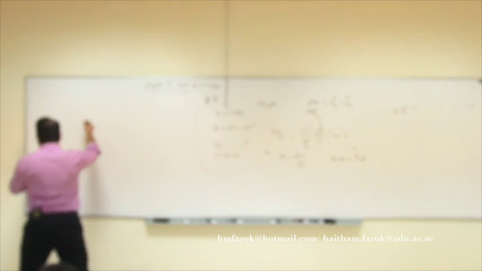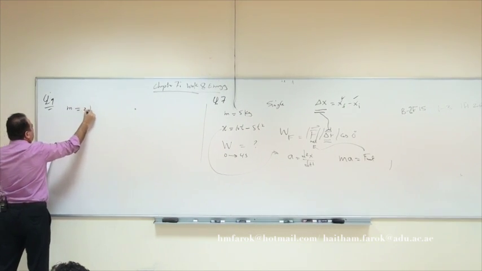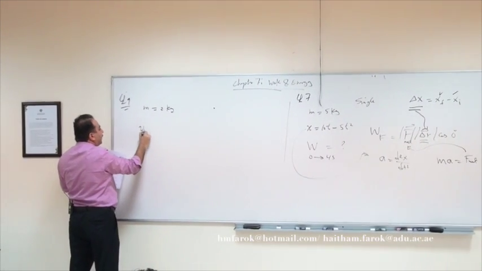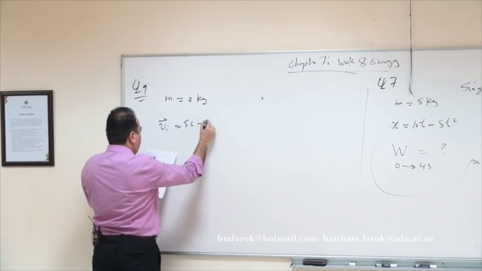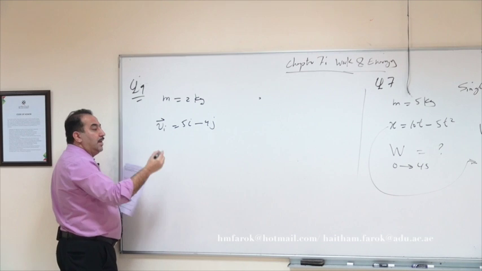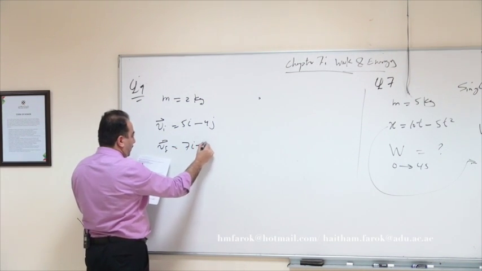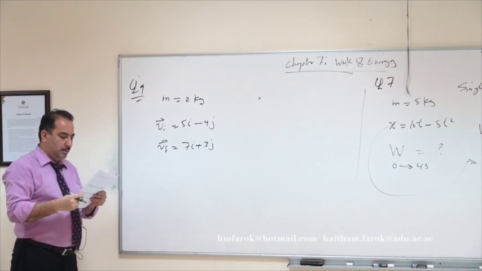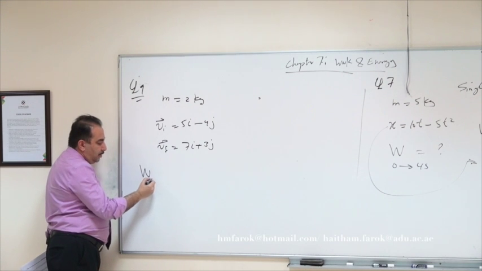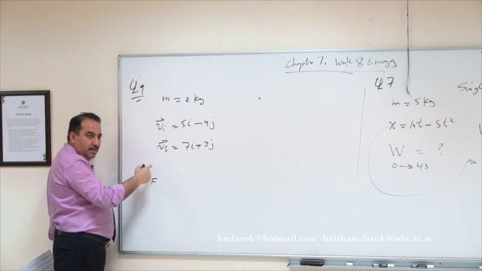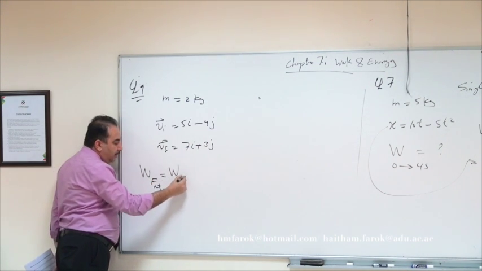Okay, so I write it down here on the board. Question 9. We have the mass, 2 kilograms. The initial velocity here is given as a vector, 5i minus 4j. Final velocity, 7i plus 3j. What's the question? What is the work done by the force here? But this force here is net. So we want W net.